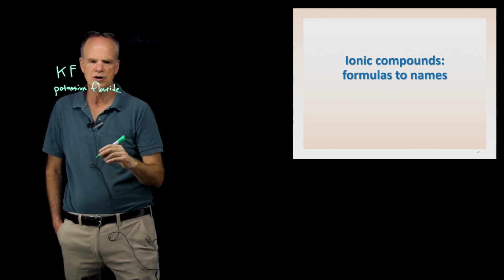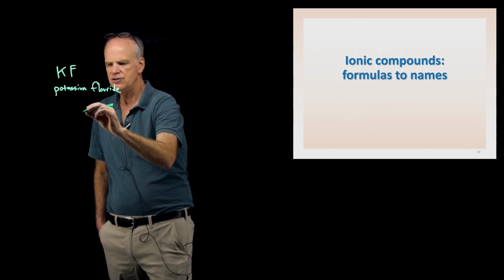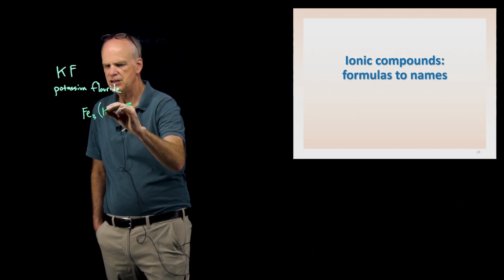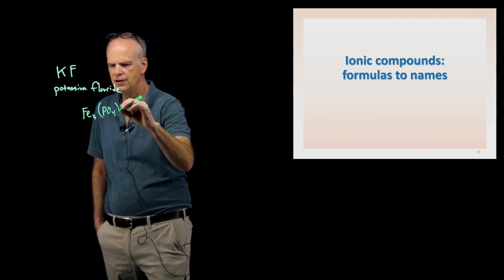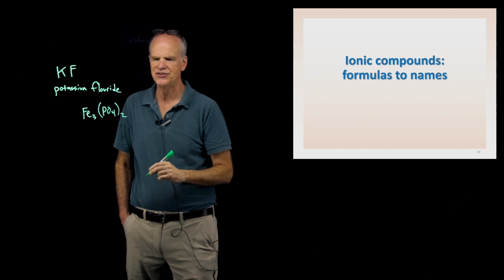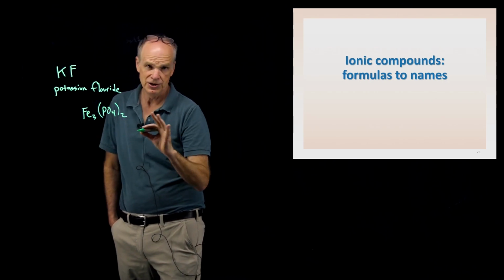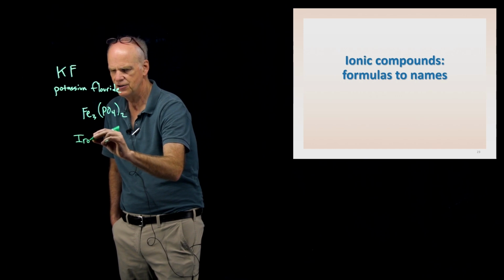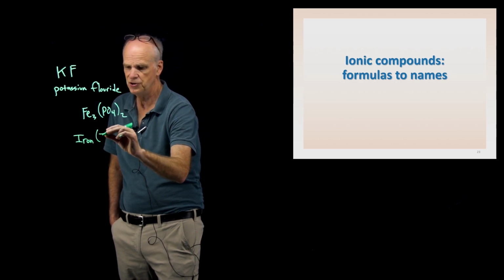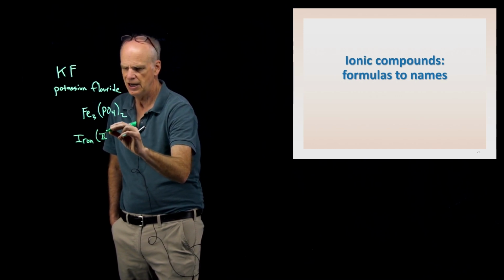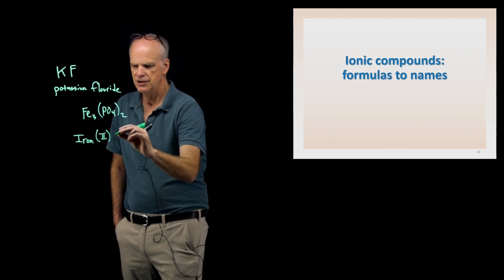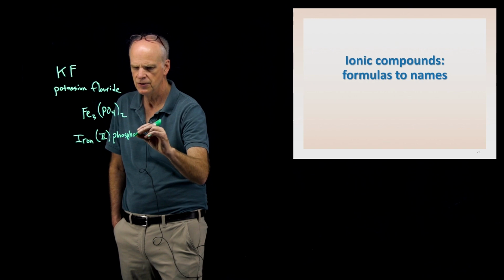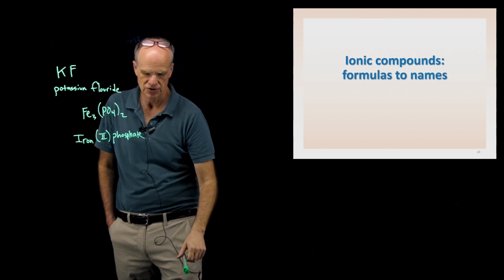So let me give you one more. Let's say you have Fe3(PO4)2. And so that's a difficult one. What you'll have to figure out here is that this is iron, Roman numeral 2, not 3, Roman numeral 2, you'll have to figure that out, phosphate. So I'm going to show you how to do that.